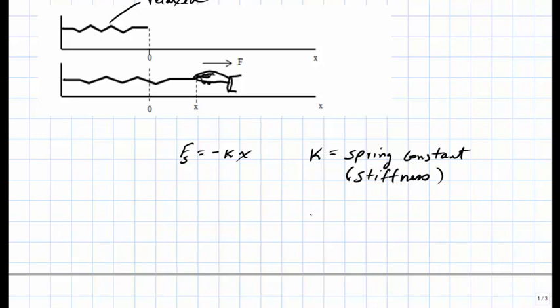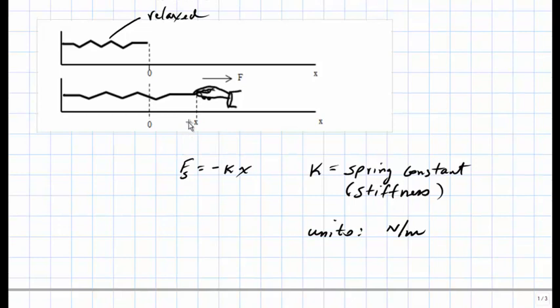The units for k are just newtons per meter. In other words, the spring constant tells us exactly how many meters of elongation the spring will experience versus the amount of force that's applied in newtons.